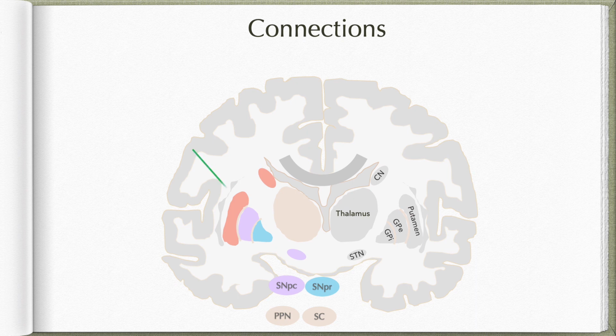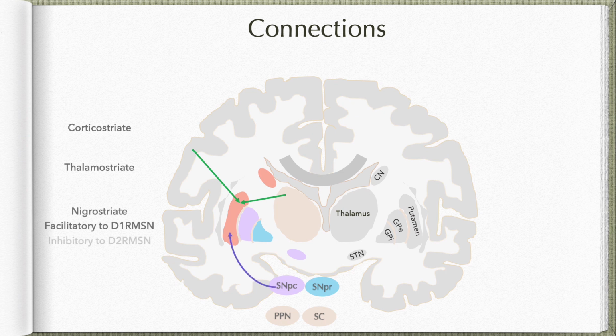The main inputs to the input nuclei include corticostriate fibers, thalamostriate fibers. Both these are shown in green arrows because they are excitatory glutamatergic inputs. It also receives input from the substantia nigra pars compacta, that is the nigrostriate pathway. These are neuromodulatory fibers which are dopaminergic. Now these dopaminergic fibers are facilitatory to those neurons which have D1 type of receptors on their surface, and they are inhibitory to those neurons which have D2 type of receptors for the dopamine.